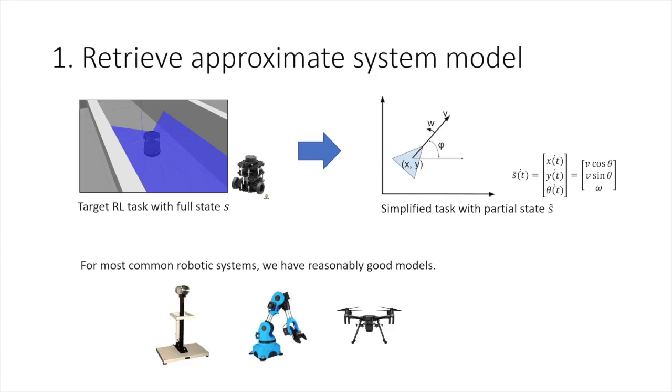Our approach starts by recognizing a simplified problem with the approximate system model and state from the target reinforcement learning task with full state that may contain raw sensor input. This makes sense because for most common robotic systems, we have reasonably good models to utilize. For example, here we use an ordinary differential equation to model a car.